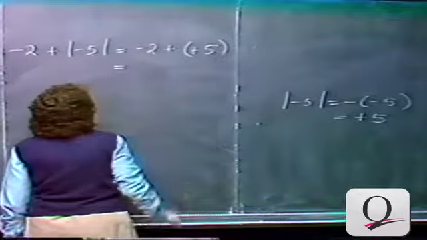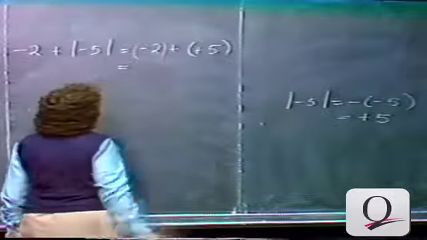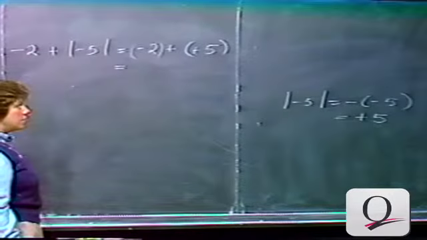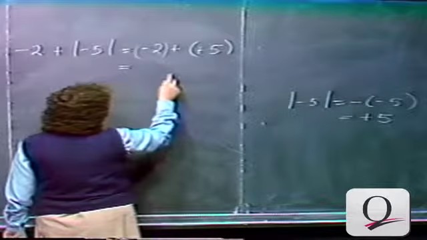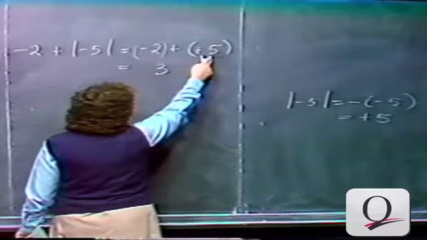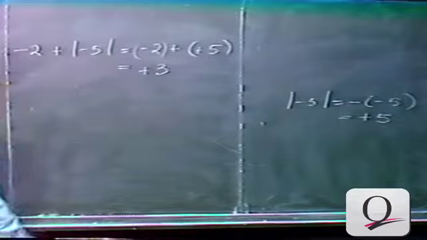And now we add a minus 2 and a plus 5. Okay, to add signed numbers that have different signs, we block out the signs, we subtract. 5 take away 2 is 3, and the larger number was the 5. It had a plus sign, so the final answer is plus 3.